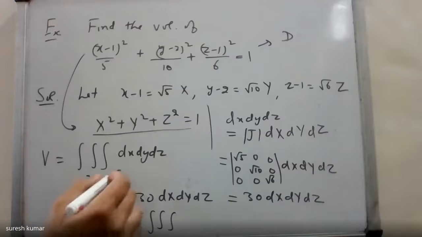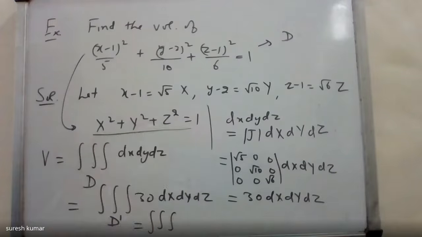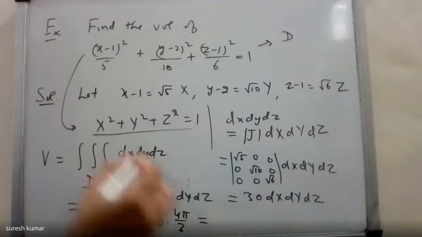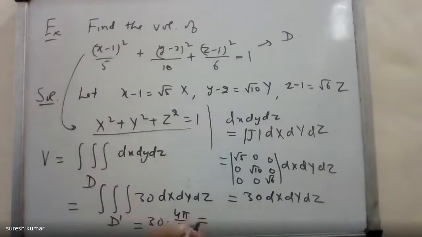So what is the volume of this sphere? Already you know. But you have to solve it using triple integral, okay? Using spherical coordinates. I'm just trying to write the answer. What is the volume of the sphere? 30 times volume of the sphere, which is 4 pi over 3. So final answer, the volume for this ellipsoid is 40 pi.